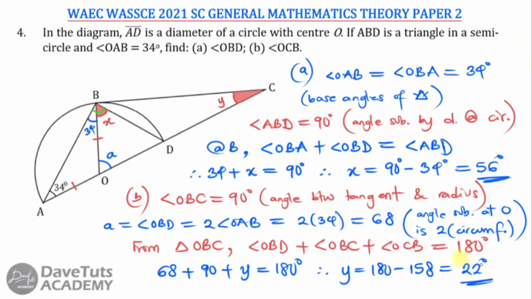So 22 degrees, which is OCB, is Y, and X, which is 56 degrees, is angle OBD. And with that, we've been able to solve this question by making use of our understanding of triangles and the circle theorem, and we are good and fine.